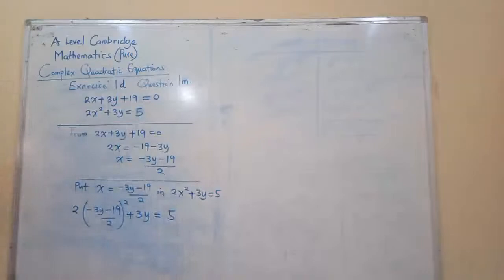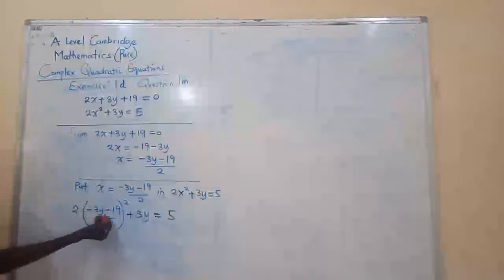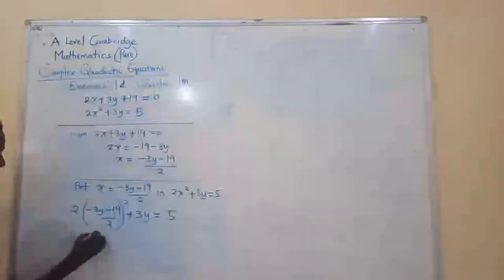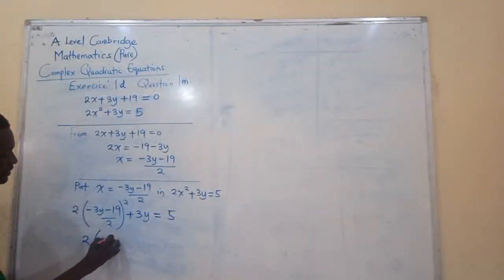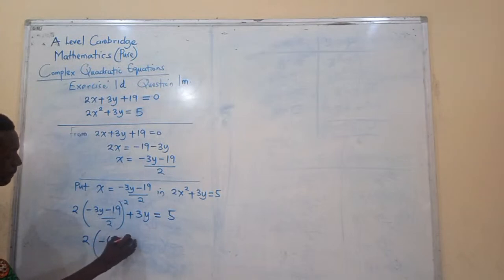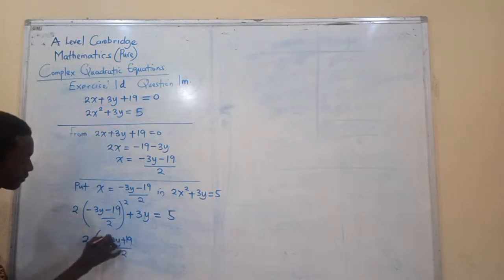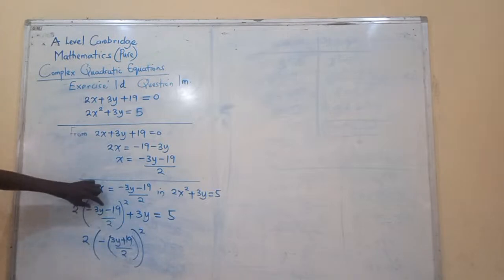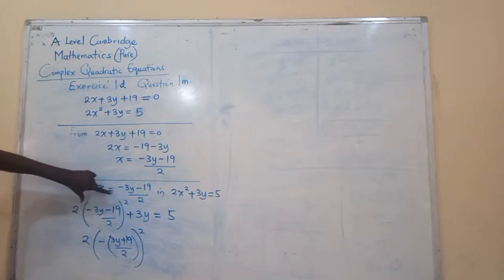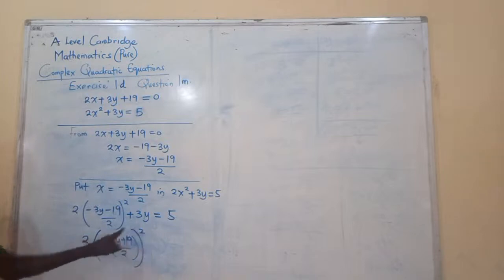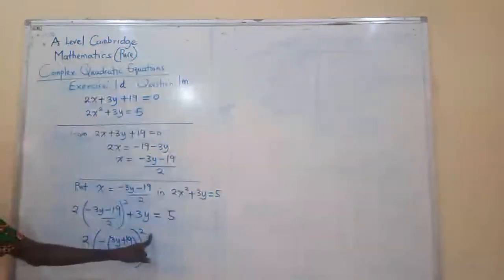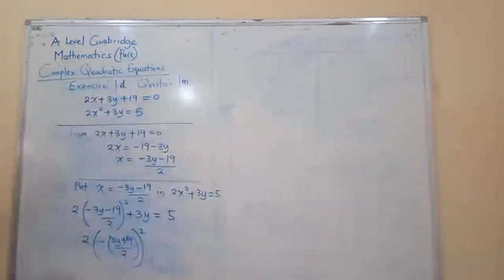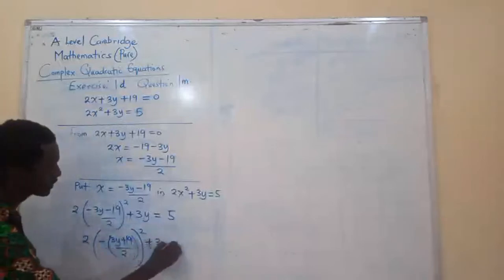So there's something I need to do here. This is negative, this is negative, so I can factor the negative out. So like this. When you're solving problems like this, try not to be in a hurry. Plus 19 over 2 all squared. Inside this, I brought out the negative and I've squared it. Why am I doing that? This negative will take care of this negative and it becomes positive. So plus 3y equal to 5.